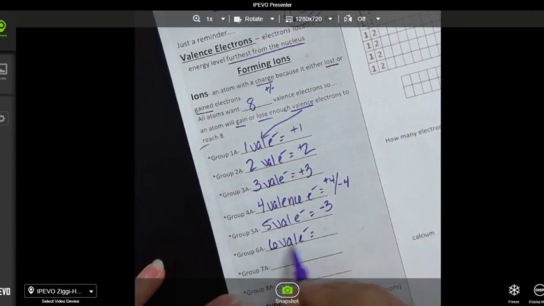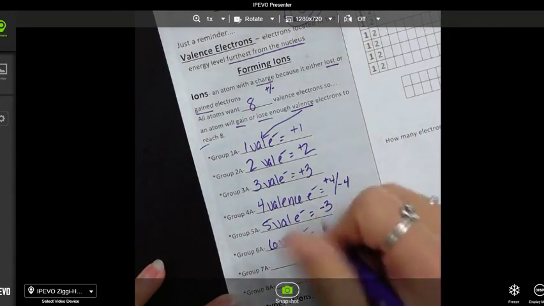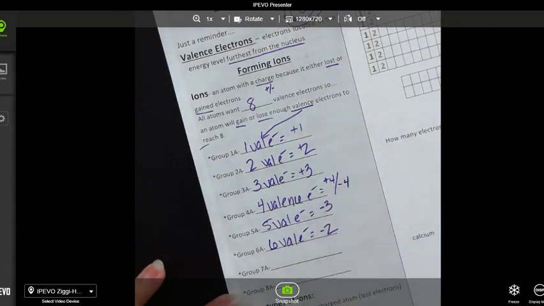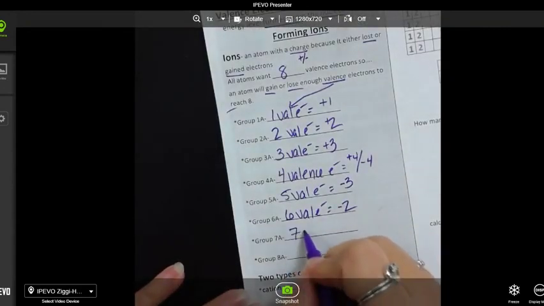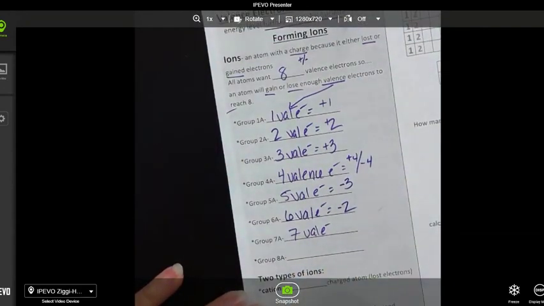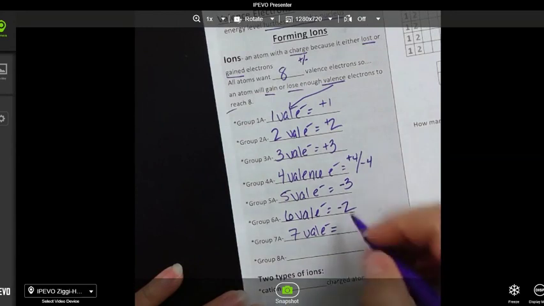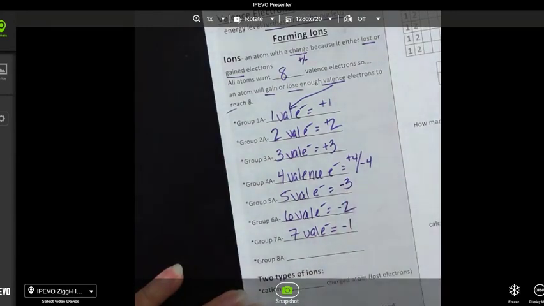If it's got 6 in its outer level, it wants to gain 2, so it's going to gain 2 electrons. Group 7A, 7 valence electrons. What do you think it's going to want to do? Try to get rid of 7 or gain 1? It's going to gain 1.